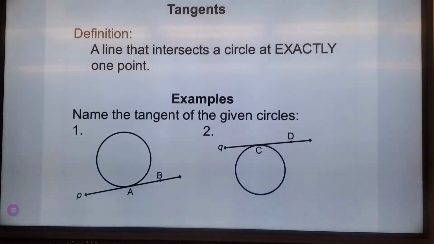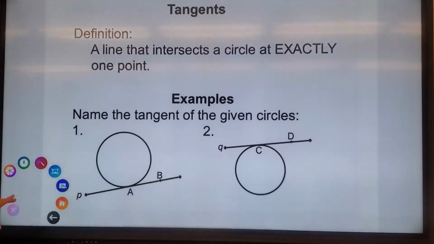Think about this as something sitting on top of a ball, let's say. If I take a piece of wood and sit it on top of a ball, then it touches it, it doesn't actually go through the ball. A touches the circle, it does not go through the circle.